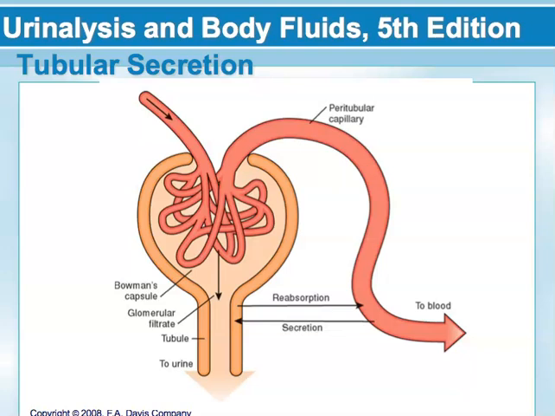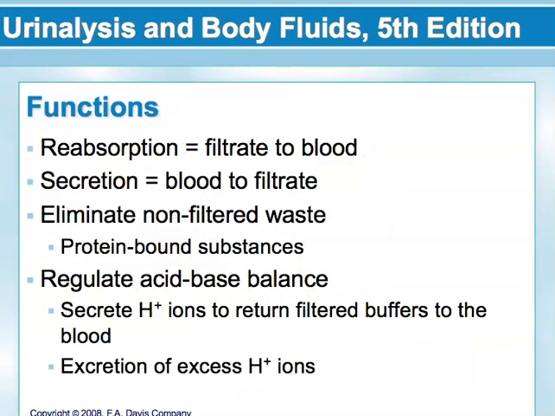Okay, next we're going to talk about tubular secretion. So this involves the passage of substances from the blood to the tubular filtrate, as opposed to reabsorption, in which substances are moved from the filtrate to the blood. The two major functions of tubular secretion are eliminating waste products and regulating the acid-base balance of the body. So it eliminates waste products not filtered by the glomerulus.